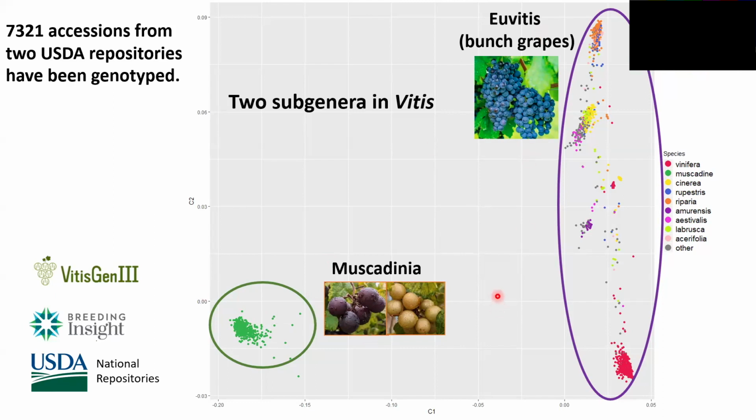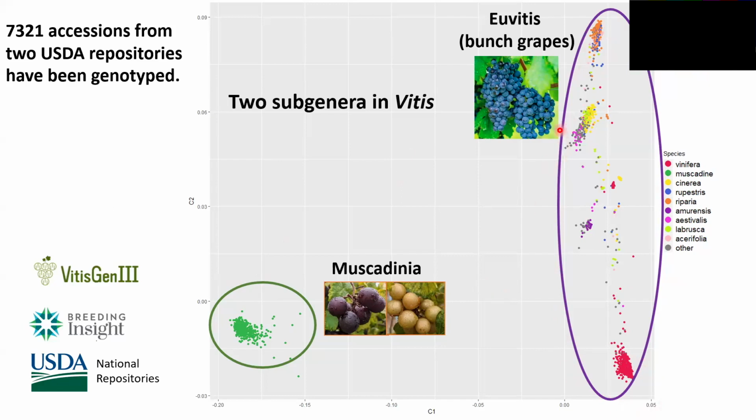What we notice immediately is that their berry is a lot bigger. It almost looks like a plum, and they have very thick skins and a very distinct, very strong musk flavor. They look very different from the regular grapes we are used to in the grocery store, and they have 20 chromosomes instead of 19 chromosomes in the regular grapes, which we call bunch grapes, in the subgenus called Euvitis. What's on the right is the subgenus called Euvitis.